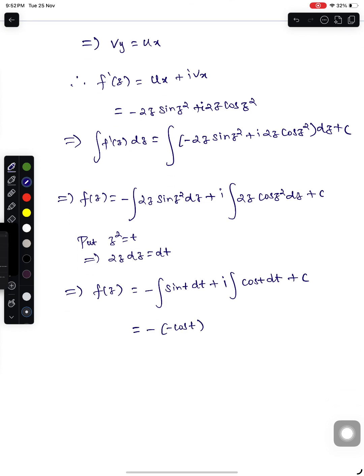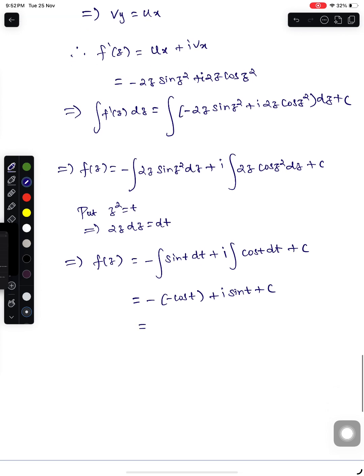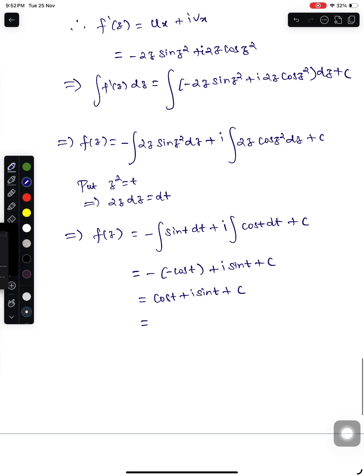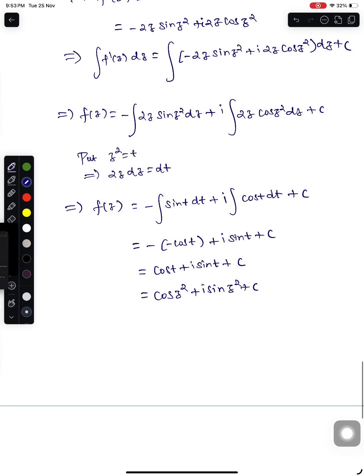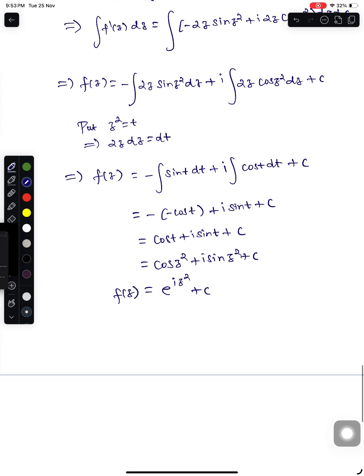Now the integration of sine t is minus cos t, plus i into the integration of cos t, which is sine t, plus c. So which will be cos t plus i into sine t plus c, where t is nothing but z square. So cos z square plus i sine z square plus c, which is e power i z square plus c. So this is your function of z, f of z. Now f of z is found: e power i z square plus c.